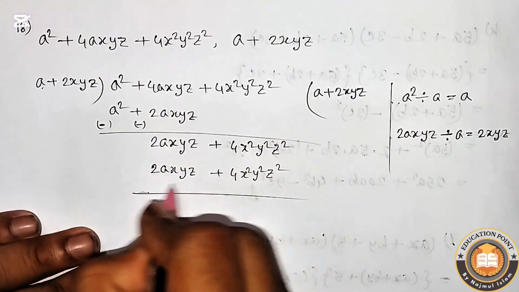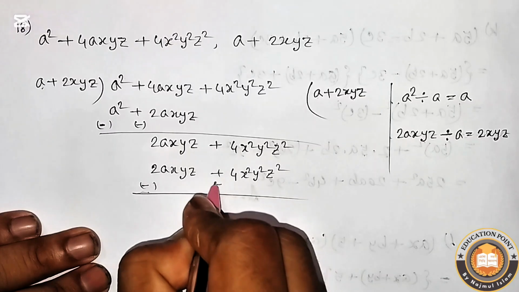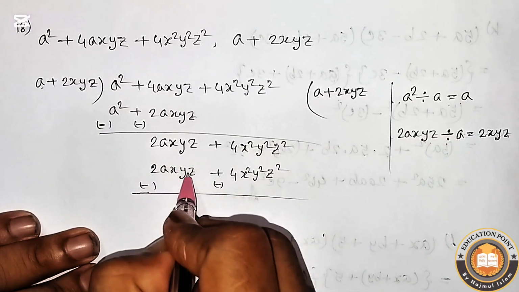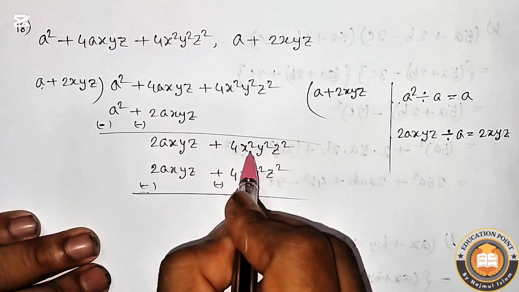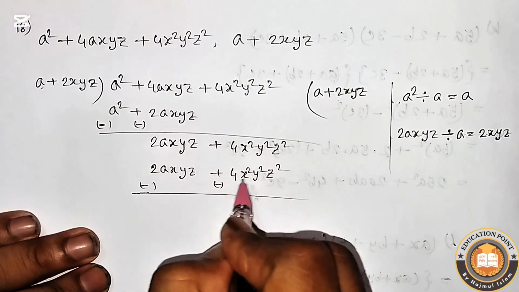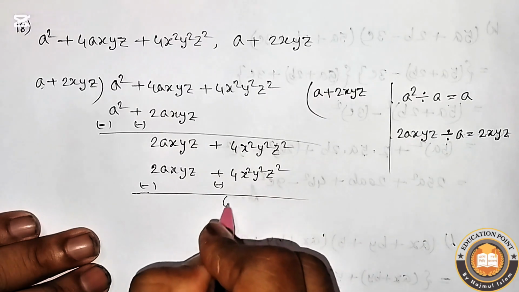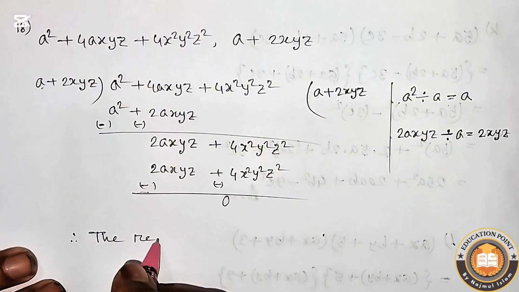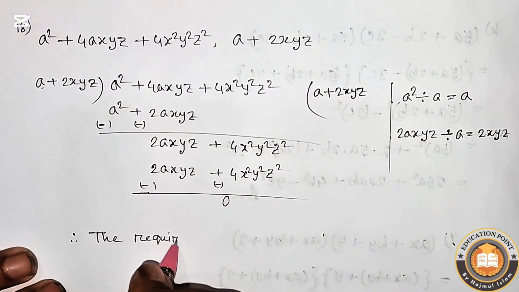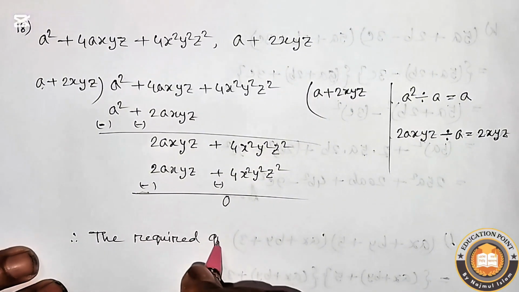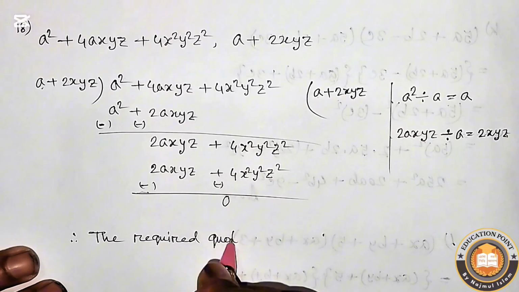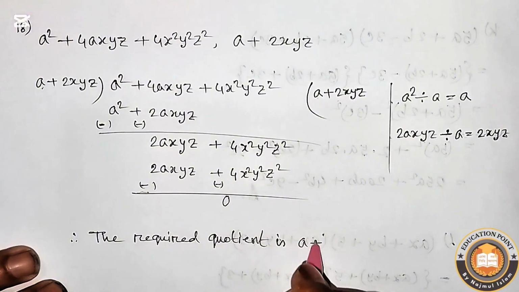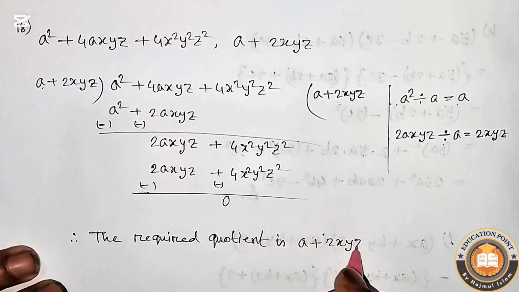According to the division law, their symbol will be changed. Plus 2axyz minus 2axyz equals 0. Plus 4x square y square z square minus 4x square y square z square equals 0. So the required quotient is a plus 2xyz.